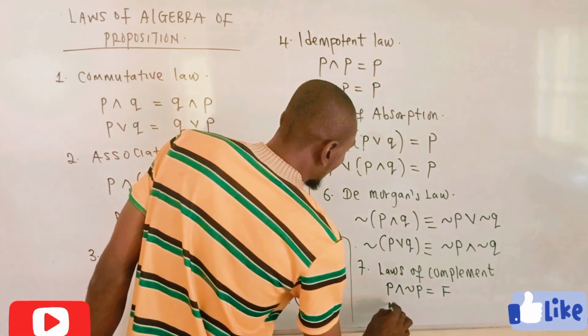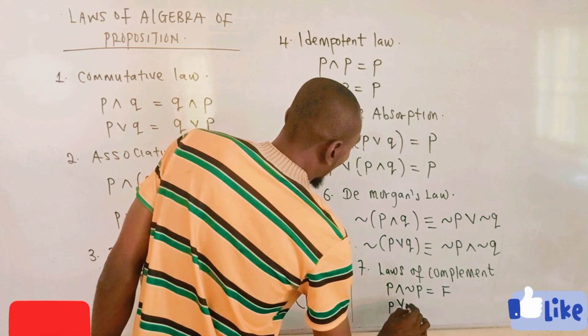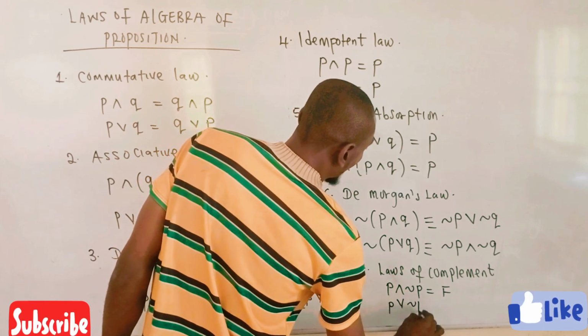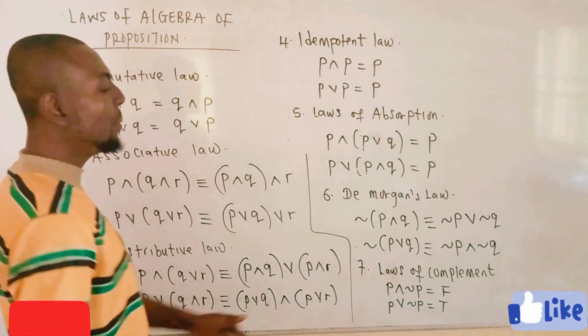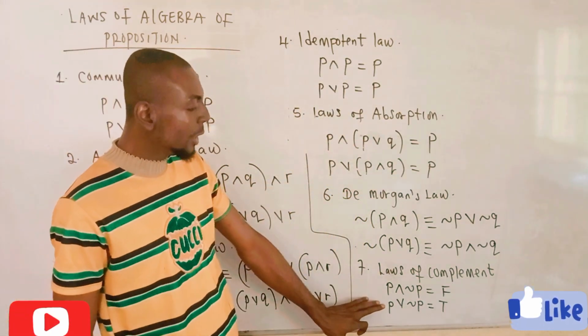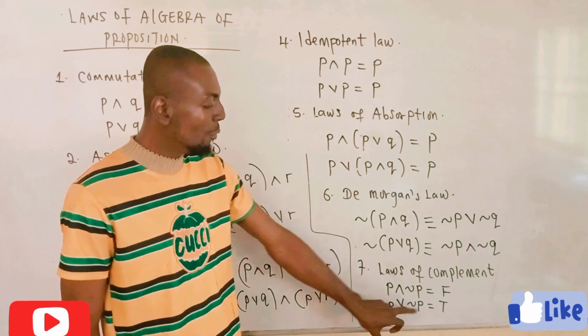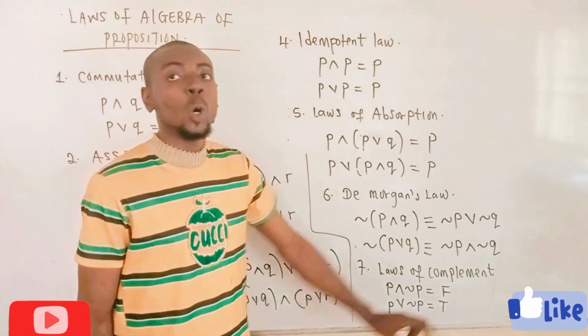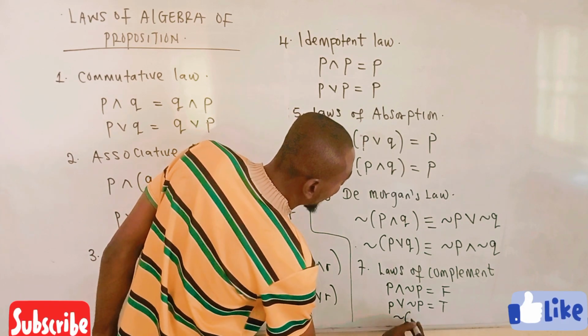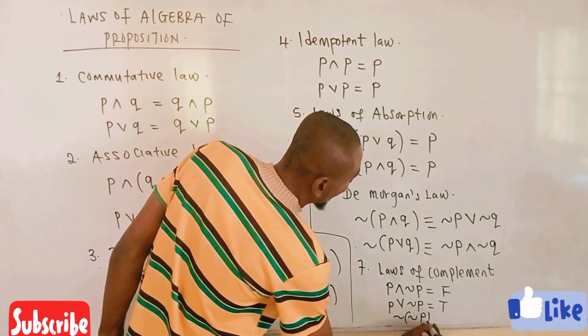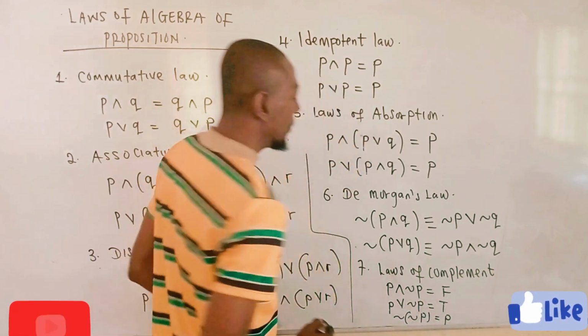I have P or negation P is equal to true. If P is true, the negation of true is false. True or false is what? True, under or. Then the law of double negation: the negation of negation P is equal to P.